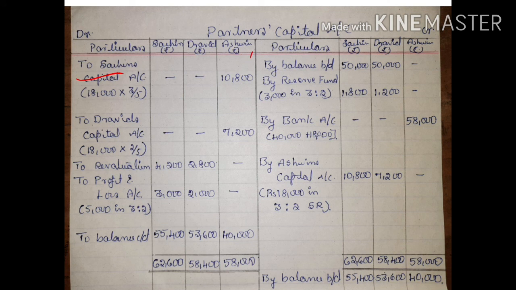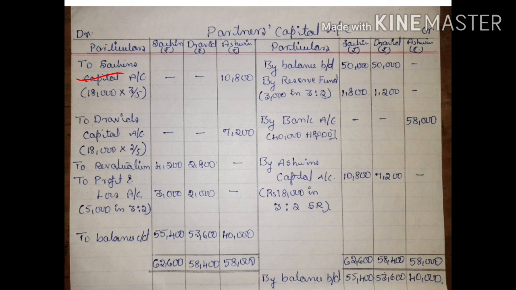So here Ashwin sacrificed 10,800. On the debit side, if you are writing an amount, that is minus. So this 10,800 Ashwin paid to Sachin. Next, 7,200 Ashwin paid to Dravid. So that is the journal entry: by Ashwin's capital account debit to Sachin's capital account, to Dravid's capital account, 10,800, 7,200. So these are the entries for distribution of goodwill. By this, all the entries are recorded in the partners' capital account.